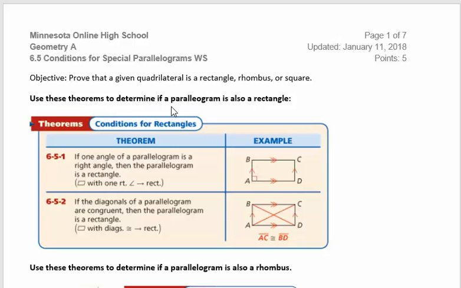So, in order to determine if a parallelogram is also a rectangle, you can use these two theorems. If one angle of a parallelogram is a right angle, then you have a rectangle. Or if the diagonals of a parallelogram are congruent, then the parallelogram is a rectangle.